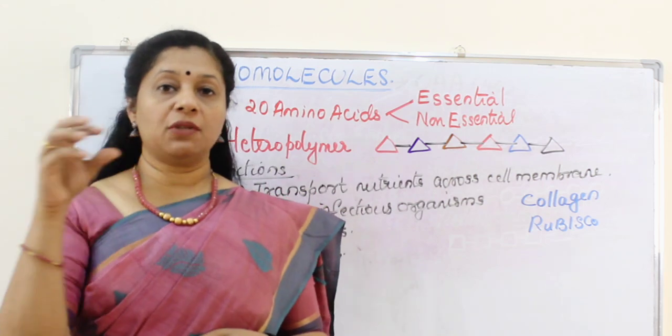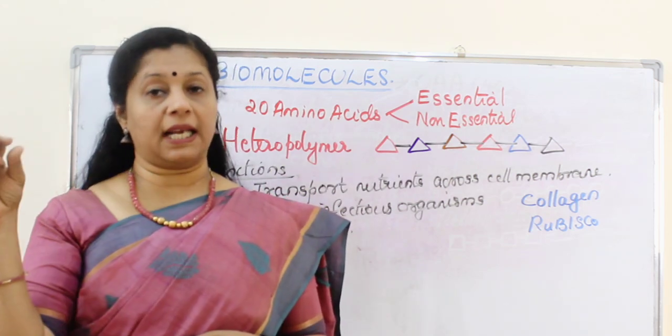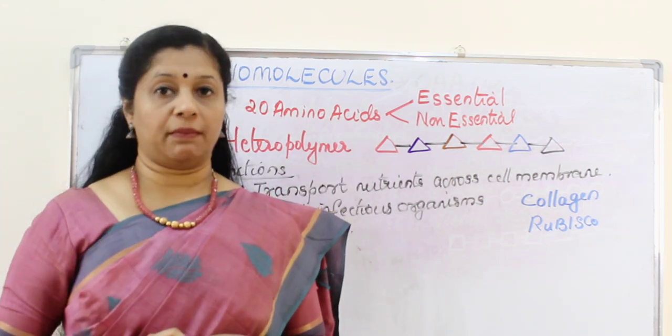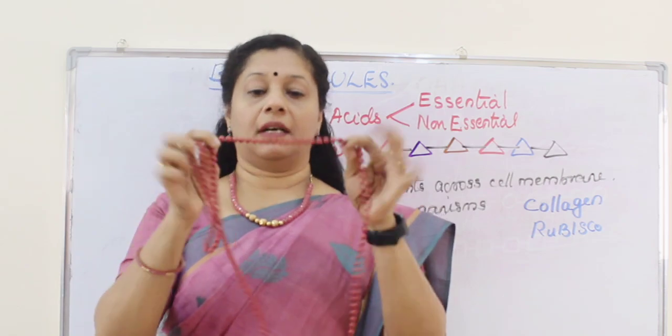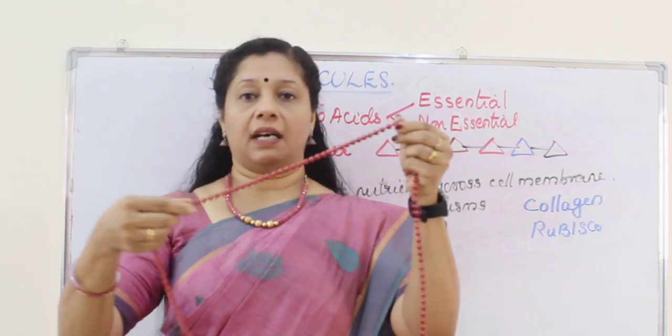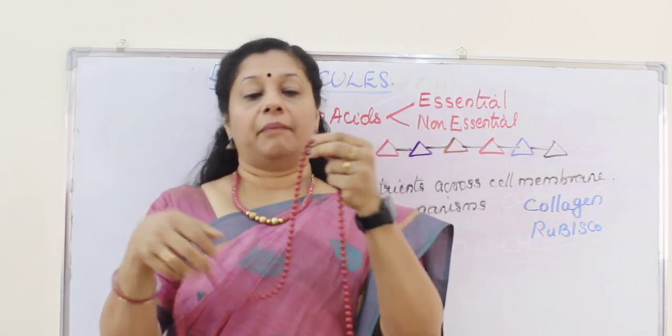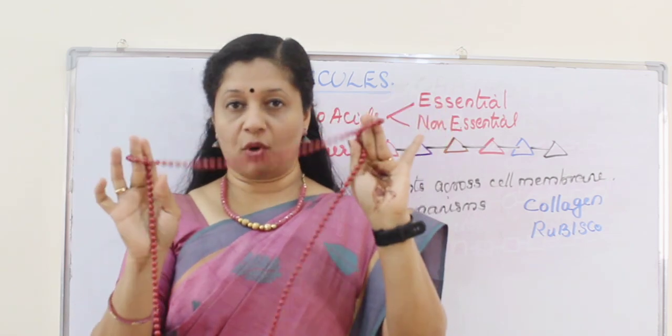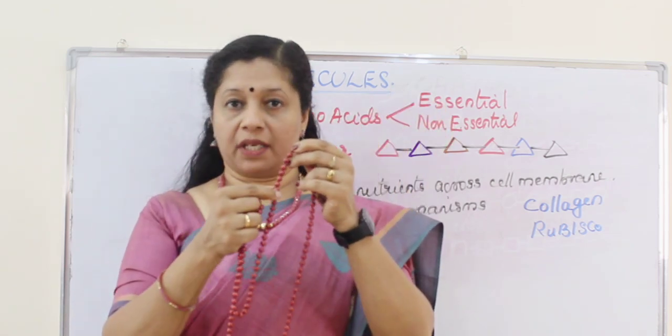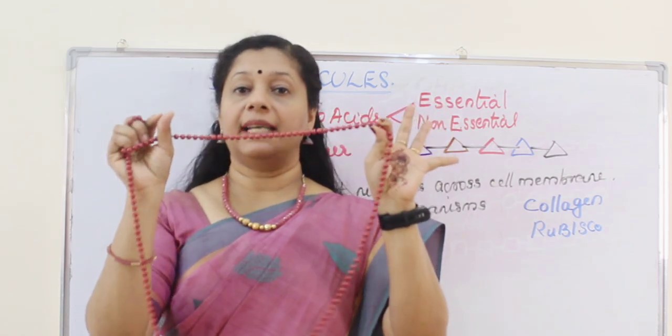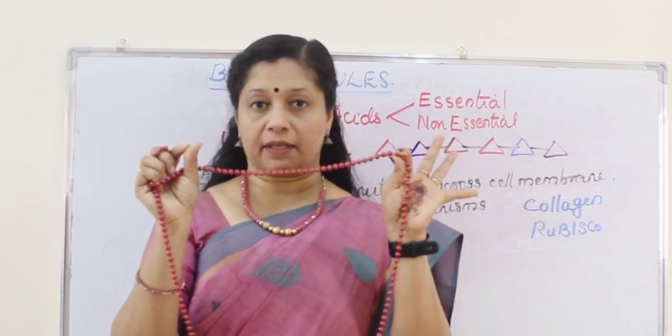Now, you must have heard of homopolymer and heteropolymer. If all the individual units are the same, then it is called a homopolymer. Look at these beads. These beads are all alike. So many beads are there, we can call it a polymer. Each one is a monomer, and if all of them look alike, then we can call it a homopolymer.